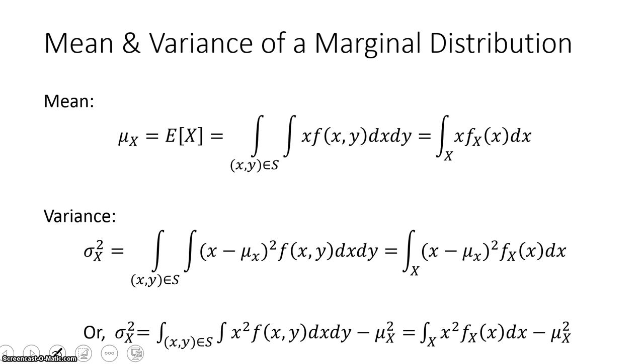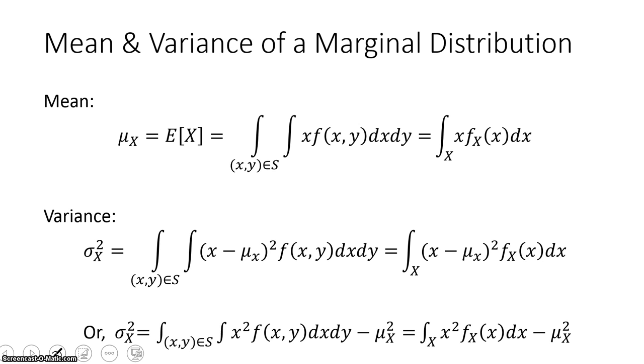Now, if we want to find the mean and the variance of the marginal distribution, we take the expected value of x, that's going to be the mean of the marginal distribution of x. We can do this one of two ways. We can either integrate with respect to x and y over the entire sample space and take x times f of xy, or we can integrate just with respect to x over all of the possible values of x, and take x times the marginal distribution, f sub x.